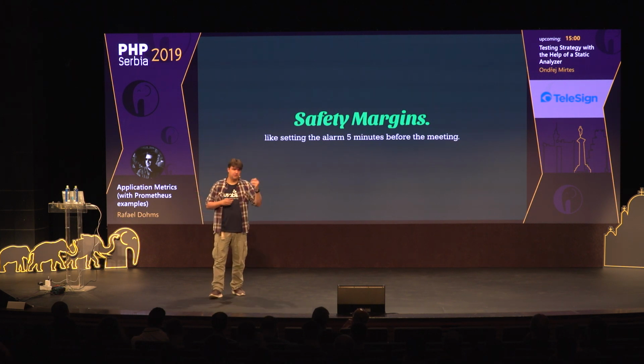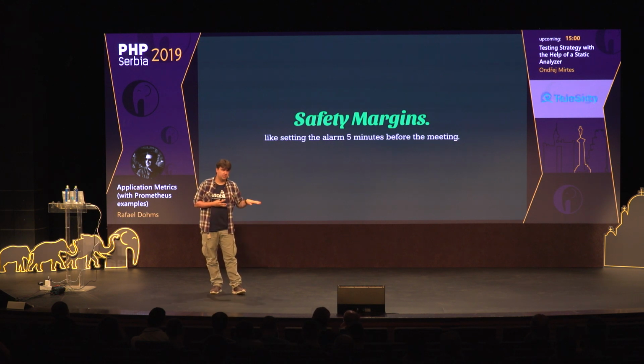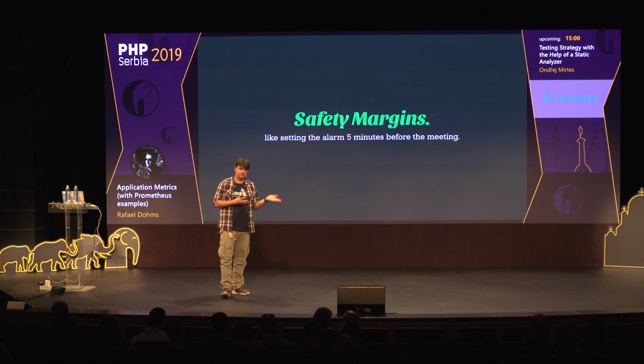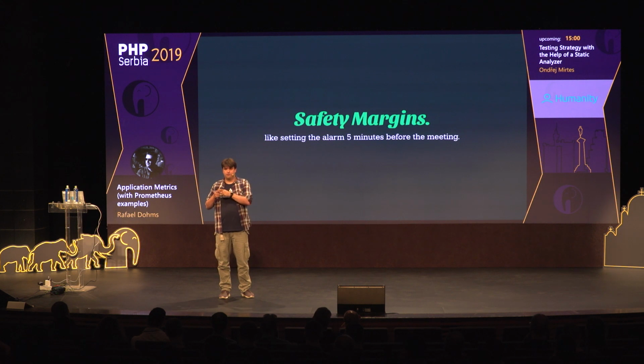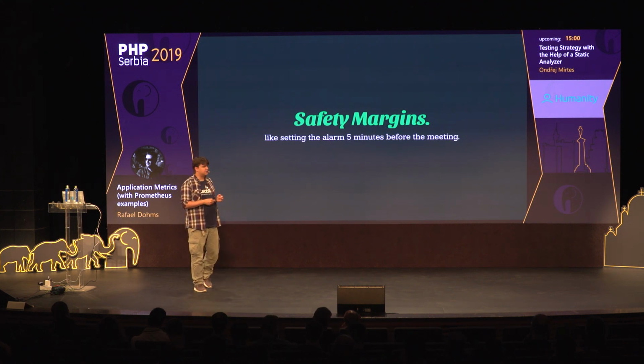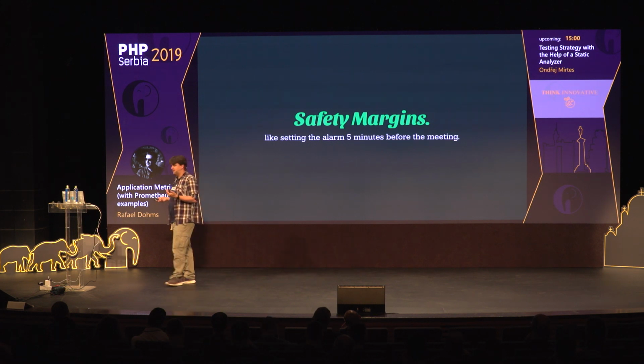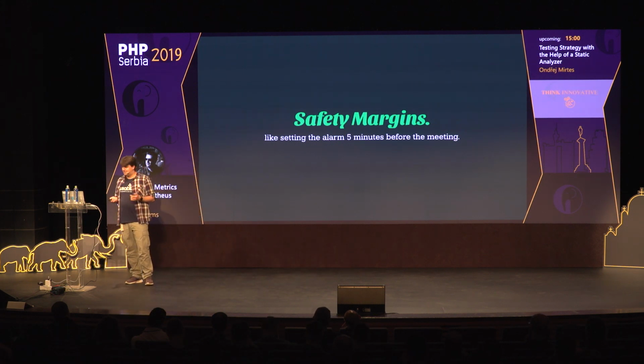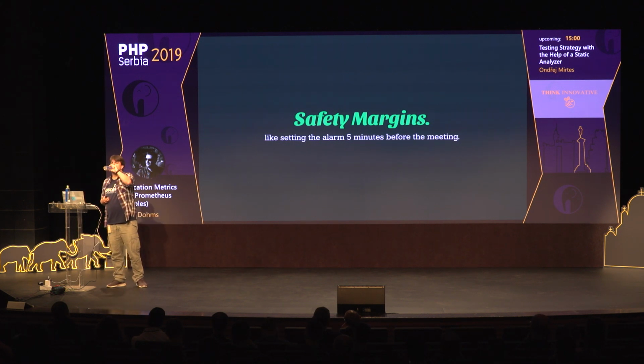So if you want to say 150 milliseconds, make your SLO 120, because when your SLO starts failing, you have time before it actually means you're going to get fined by the client. So give yourself some margins so you have some time to react to problems, because turns out problems happen. I swear to you, I've seen them.